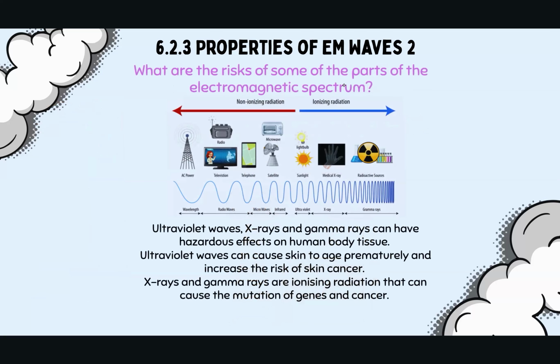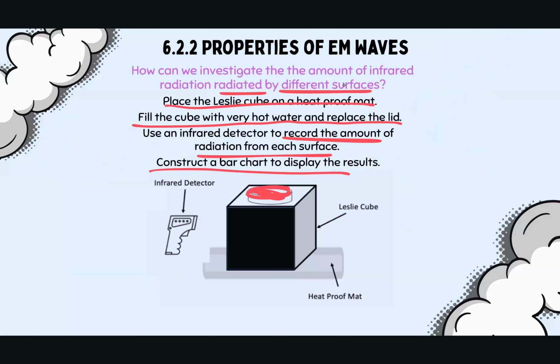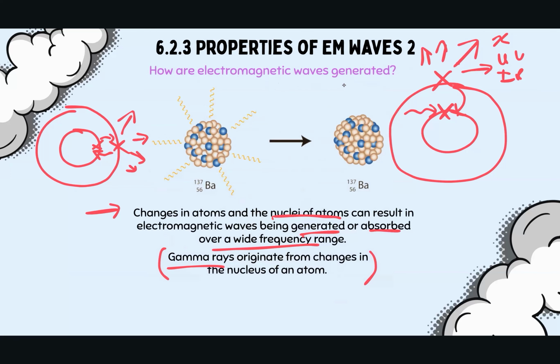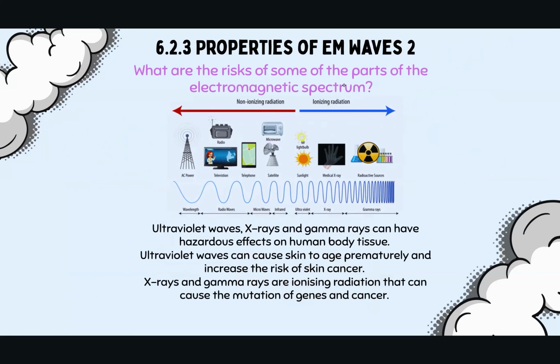So what are the risks of some of the parts of the electromagnetic spectrum? So again, very common question. It's commonly asked how electromagnetic waves are generated and also how radio waves are generated. But again, when you look through past paper practice, when you look at the mark schemes, these are the kind of mark schemes that I would advise that you memorize.